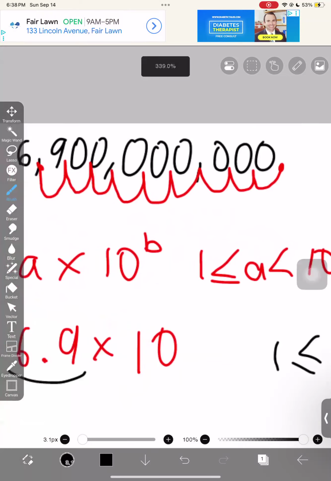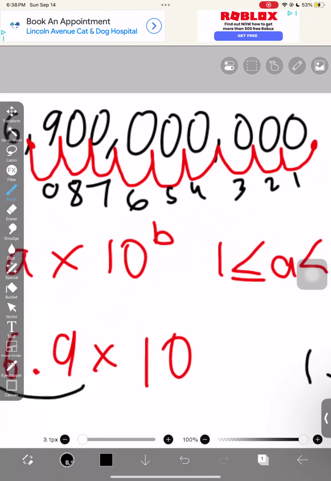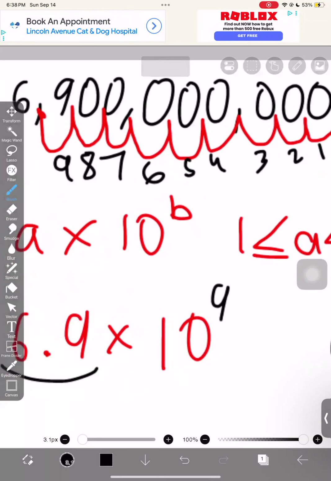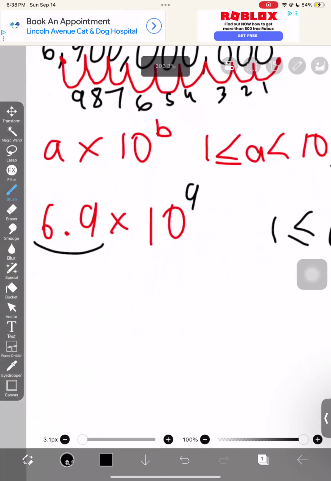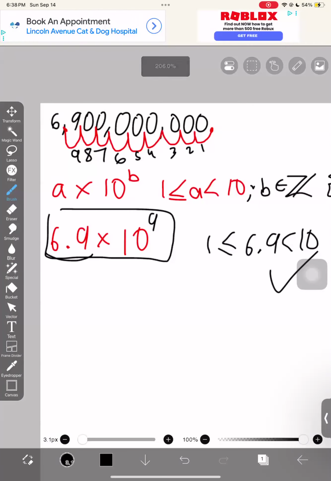So let's count how many we did. So we did 1, 2, 3, 4, 5, 6, 7, 8, 9. So it would be 6.9 times 10 to the power of 9. And that's how we do it. So let's practice one more.